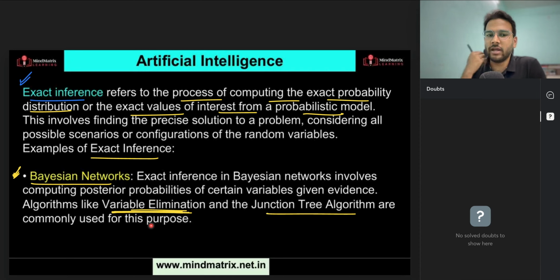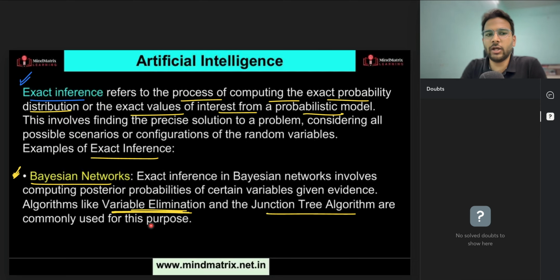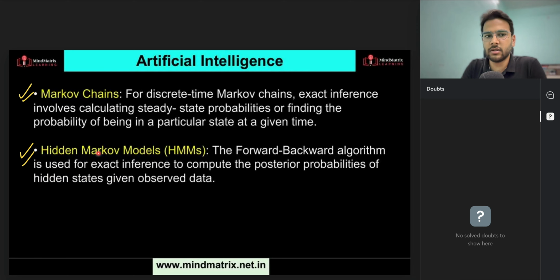We will be applying the variable elimination algorithm on Markov chain as well. We can apply these algorithms on hidden Markov model as well. But we will mainly see how we can apply variable elimination on Markov chain, because Markov chain is just the extension of Bayesian network, nothing else. And hidden Markov model is not required from your exam point of view. Similarly, for Markov chain and HMM also, we can apply these algorithms for exact inference.